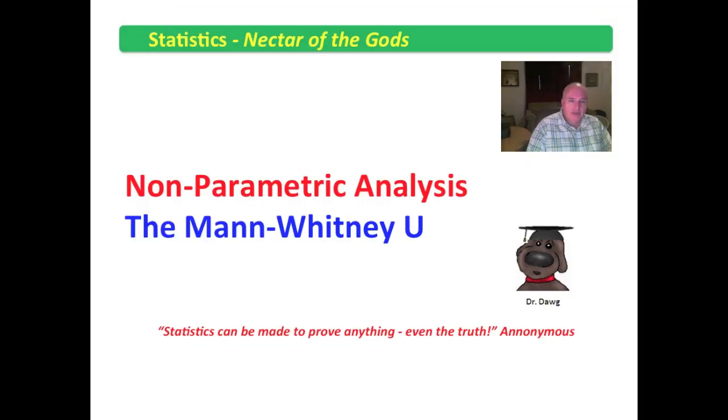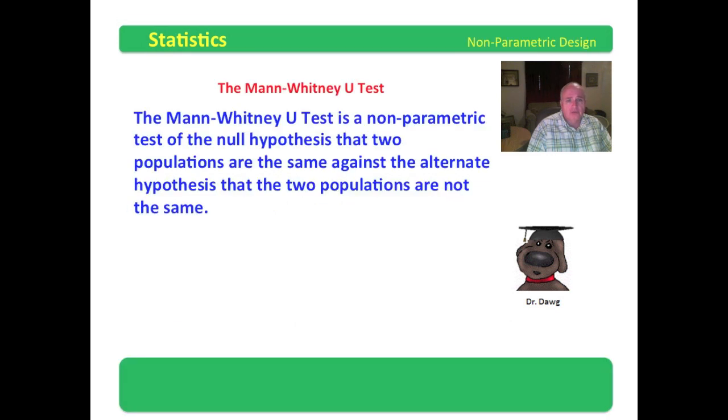Well, we will continue our journey through non-parametric analysis, and in this video we will examine the Mann-Whitney U, which is probably the most common non-parametric test for examining differences in one variable across two groups. The Mann-Whitney U test, of course, is a non-parametric test, and it tests the null hypothesis that two populations are the same against the alternate hypothesis that the two populations are not the same.